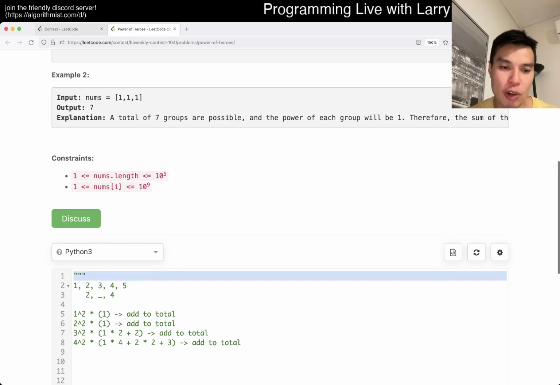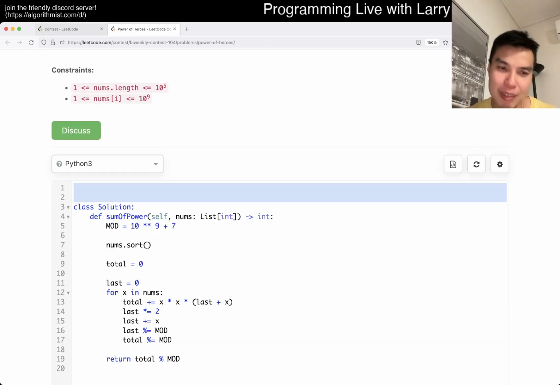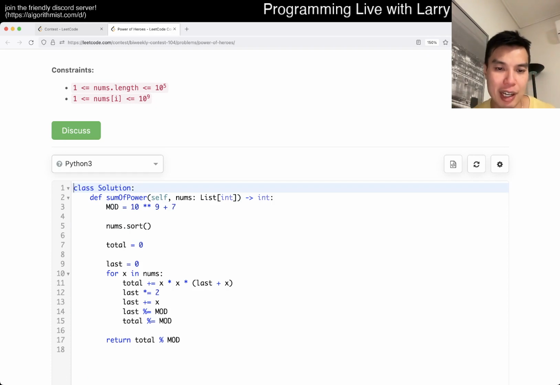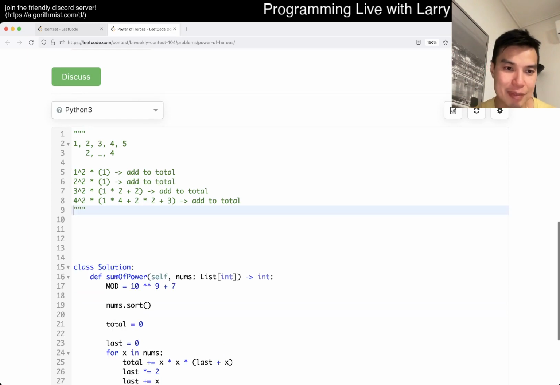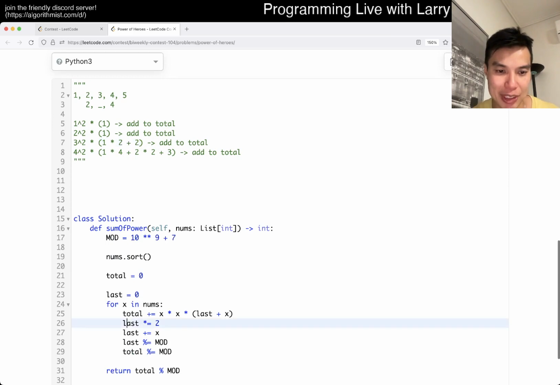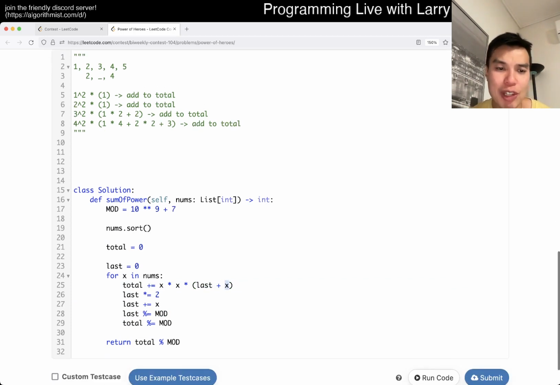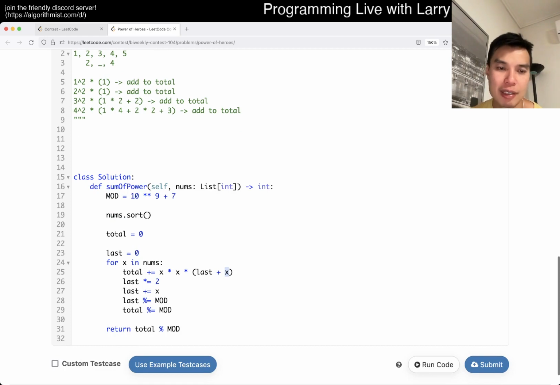And once you do that, you can code it up. The coding is pretty straightforward once you realize this. I just keep track of the last total. Every time I times it by 2, then add x to it, and then I make sure I mod it, of course. And then when I add back to the total, I times x by last, plus the extra x that we are processing now for itself. And that's pretty much it.